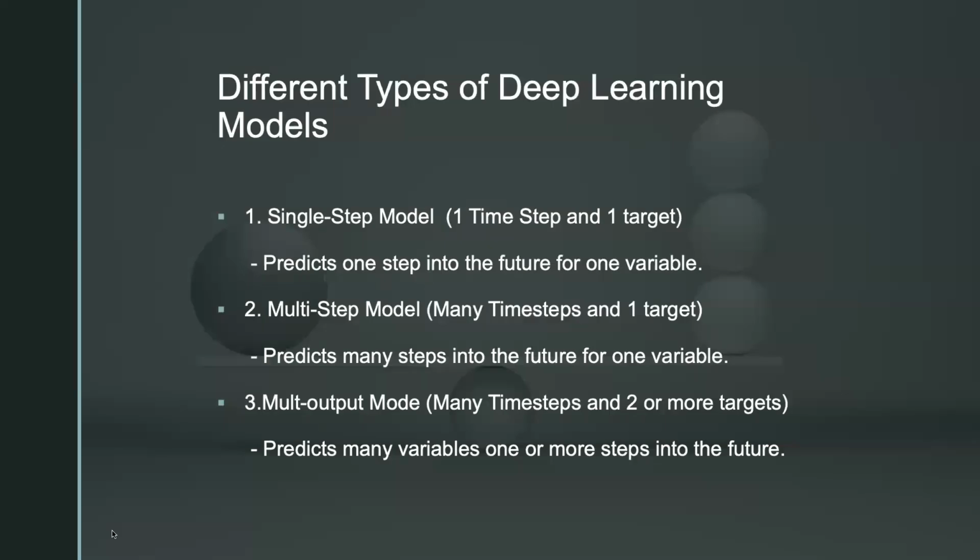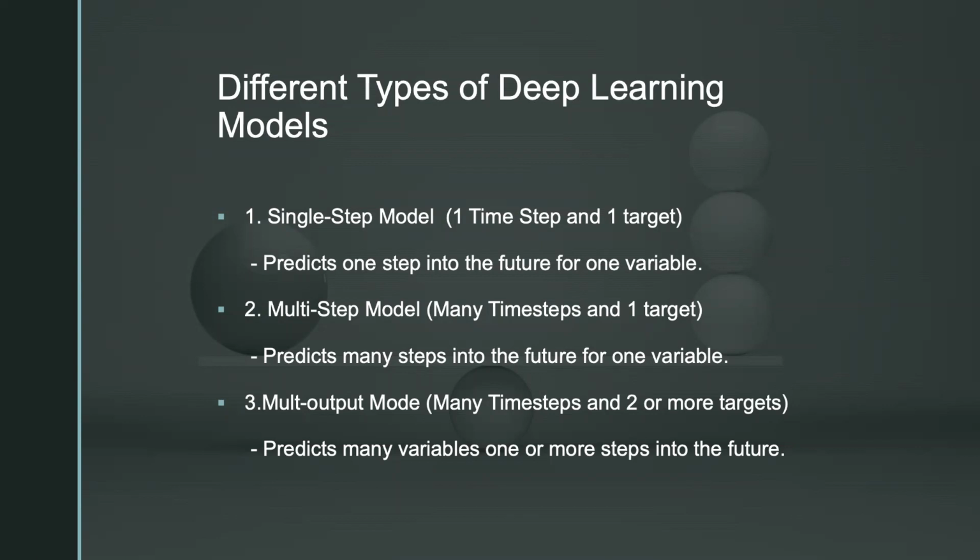There are three types of time series models we can predict using deep learning. The first one is single step. What that means is you give one time input and then you get one output at a future time. If you give the previous day's weather and predict the next day's weather, that is only one step, okay?